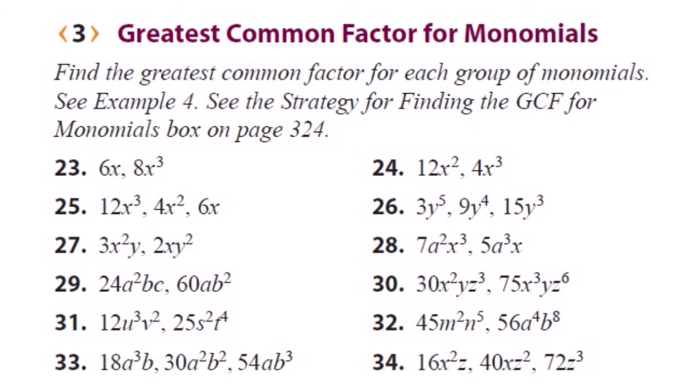Here we're finding the greatest common factor for monomials. And so here we have more than just a numerical expression, right? More than just an integer. We have a variable expression sometimes included. And so we do the same thing.